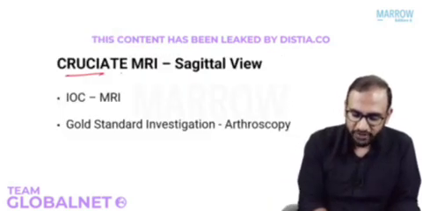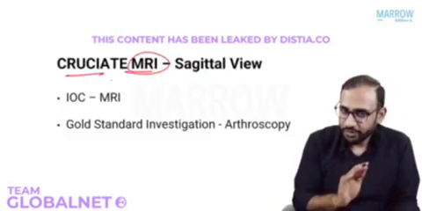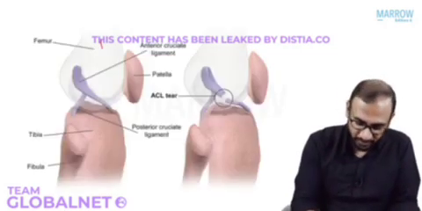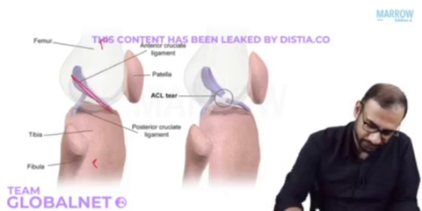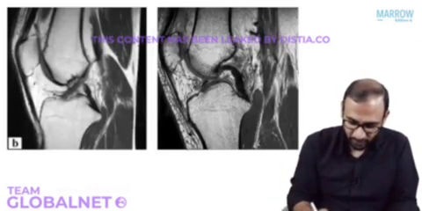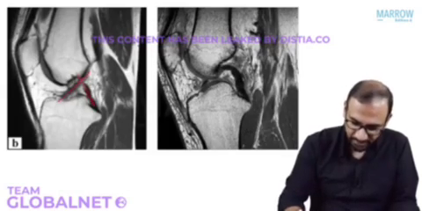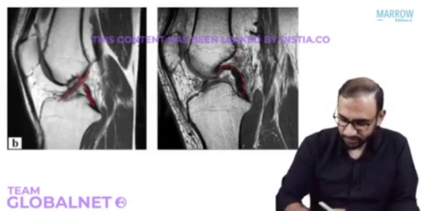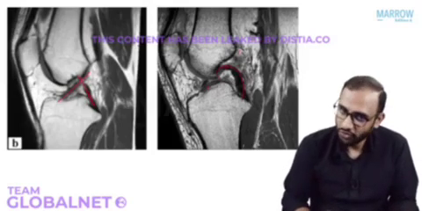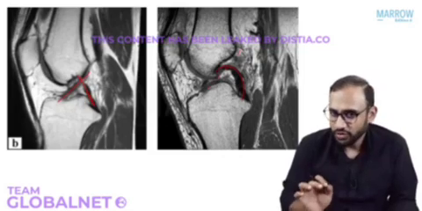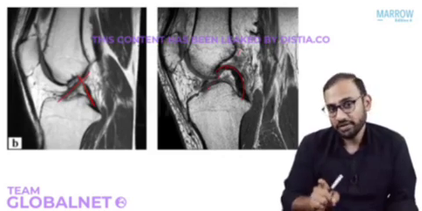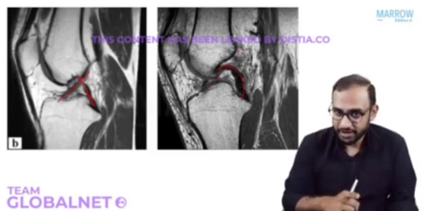For cruciate also, investigation of choice is MRI. And what do we prefer? We prefer the sagittal view. Gold standard is arthroscopy. I'll just show you in a minute. Just bear with me. See, this is femur. This is tibia. This is ACL. This is PCL. If the ACL is torn, you will notice it in which view? The sagittal view. Again, look at this. ACL, PCL. PCL is there, but ACL is gone. This is ACL. Right? So MRI is the investigation of choice for all of them. But gold standard investigation is arthroscopy for intracapsular structures, not for extracapsular structures. So for collaterals, the gold standard is also MRI because they are extracapsular structures.